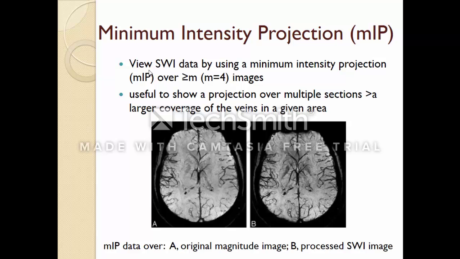MIP is useful to show a projection over multiple sections, and this provides a larger coverage of the veins in a given area. As you can see here in the image, you can observe the difference between photograph A and B. And in photograph B, the veins are pictured in a detailed way.